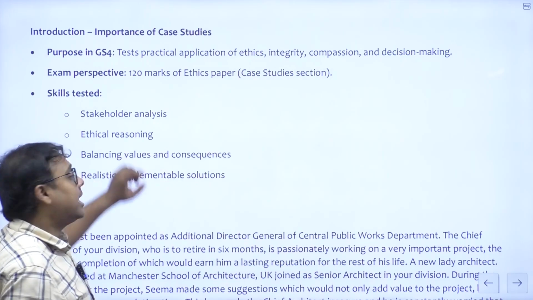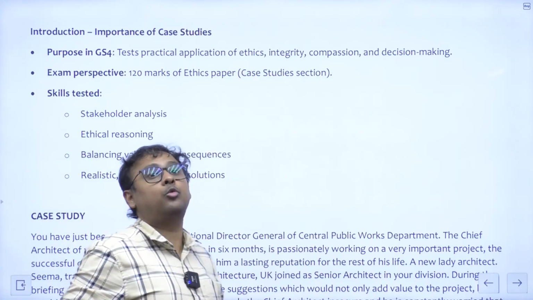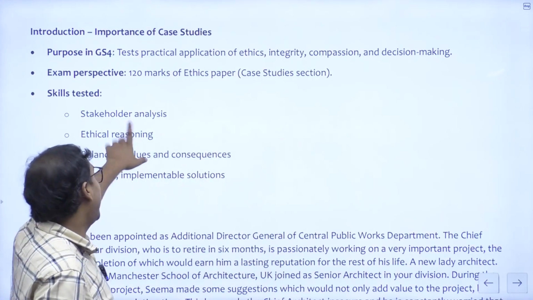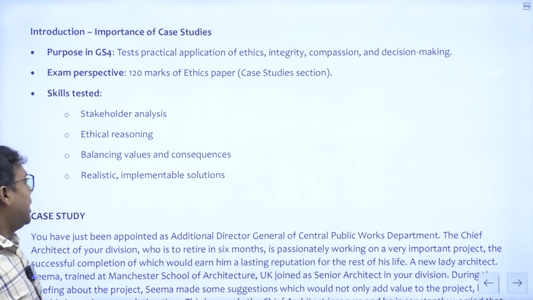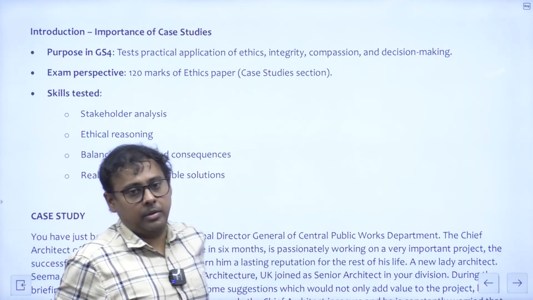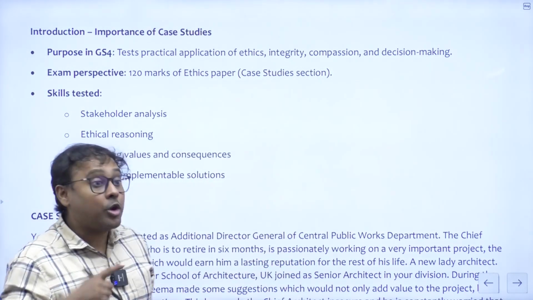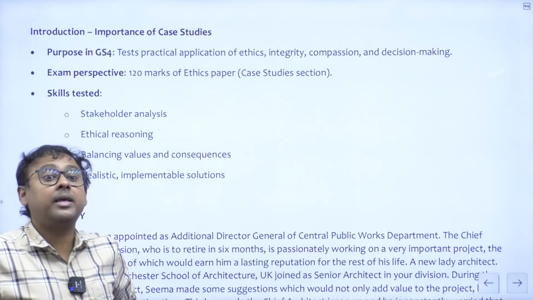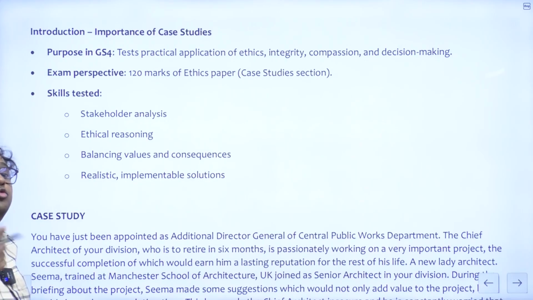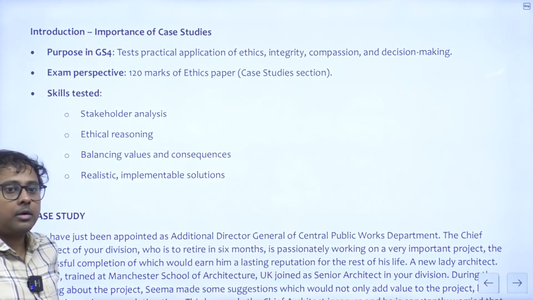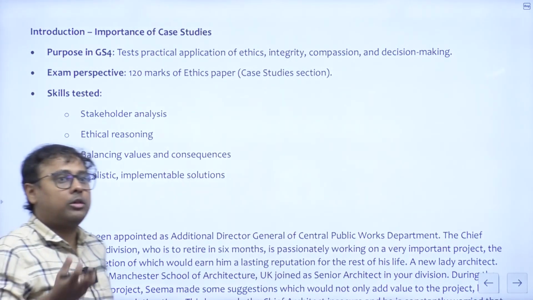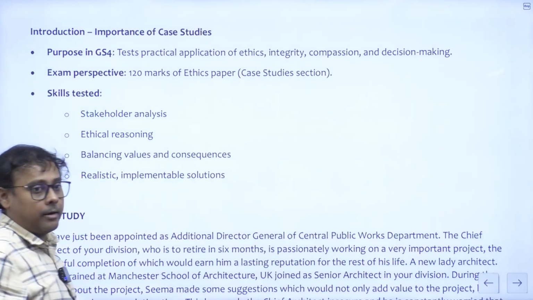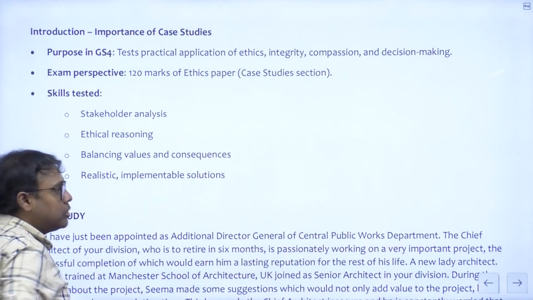So stakeholder analysis means that when you are giving, let's say, a course of action, when you are mentioning options, this particular analysis is done. Second, this is an ethics paper. Hence, your reasoning should be ethical reasoning. And I'll show you, you have to use ethical terms, and make sure that these ethical terms recur in your case study often. Right? Achha, balancing values and consequences.